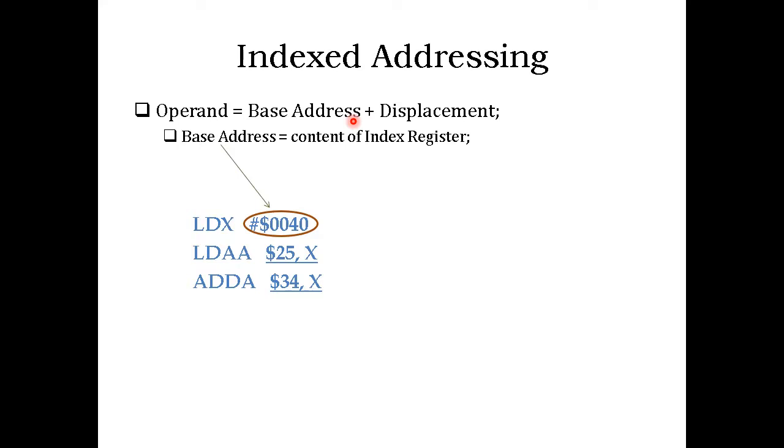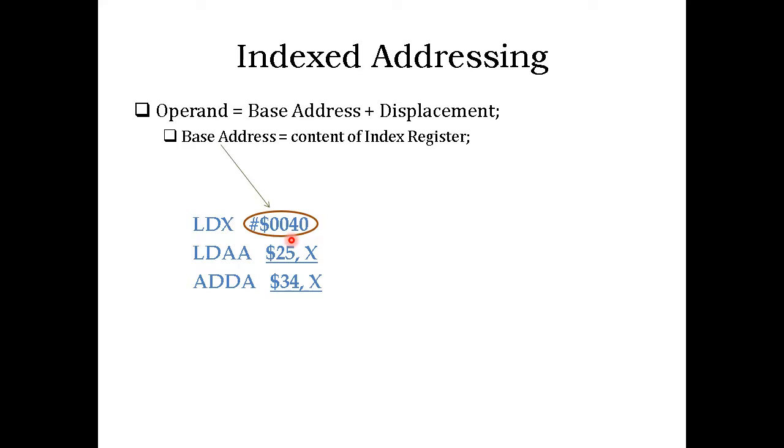Okay, so here is our base address. Your base address is always the content of the index register. Now remember, we have two different index registers, X and Y, right? Whenever you have a comma X, you can guess that the content of index register X will be your base address, or if it is comma Y, then it will be the content of index register Y. So at this point, it is the content of index register X. The content is 0040, that is what we are loading into index register X, so that is my base address in this case.